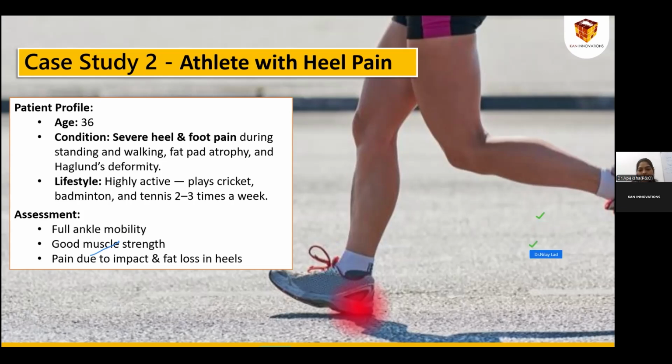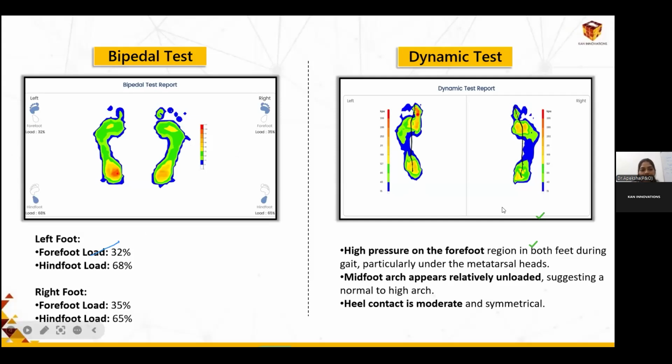As he was an athlete, he has full ankle mobility and good muscle strength, but due to impact, he had heel pain and also had a fat atrophy on the heel pad. So, this is his data on a bipedal test. You can see his left forefoot showing 32% of his body load, and hind foot shows 68% of the body load. On the right side, forefoot shows 35% and hind foot shows 65% body load. So he's more leaning on his left hind foot.